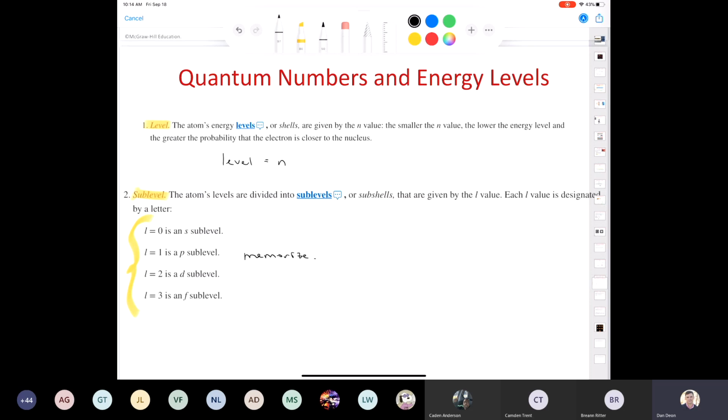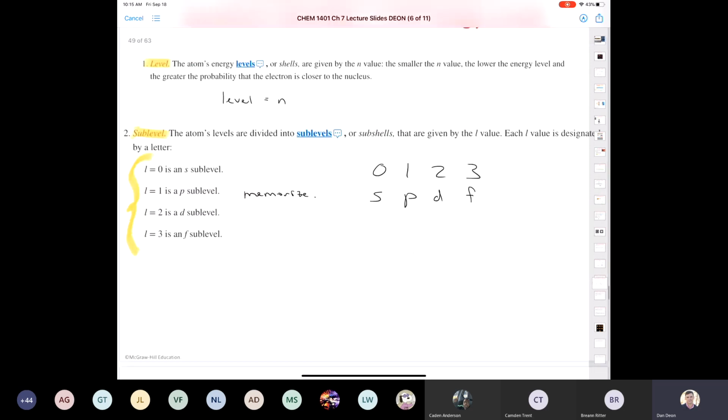When L is equal to 0, we call that an S sublevel. When L is equal to 1, we call that a P sublevel. When L is equal to 2, we have a D sublevel. And when L is equal to 3, we have an F sublevel. So if you have 0, 1, 2, 3, the sublevels are S, P, D, F. If you're wondering where those letters came from, I think there's an explanation in our book, so you can look that up. There is a rationale for it. Basically, they started with something rational and then they gave up.